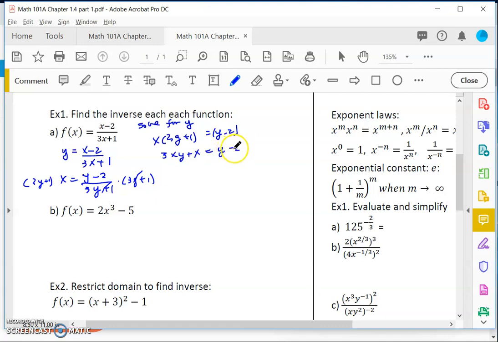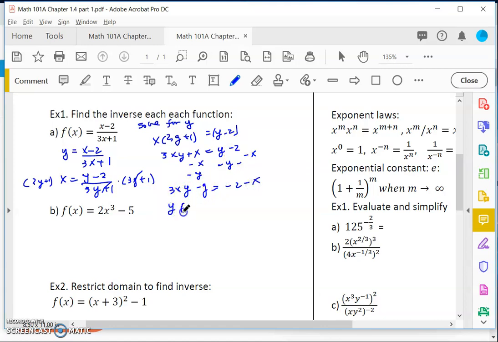Now, to solve for y, I have to have all y terms on one side. So let's do minus x, minus y, and a minus y. So on this side, I would have 3xy minus y, no more x. And on this side, my y goes away. I have negative 2 minus x. So all the y's are on this side.